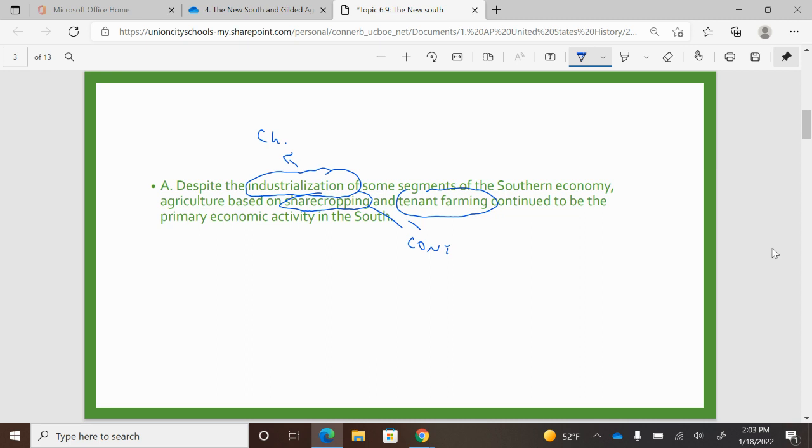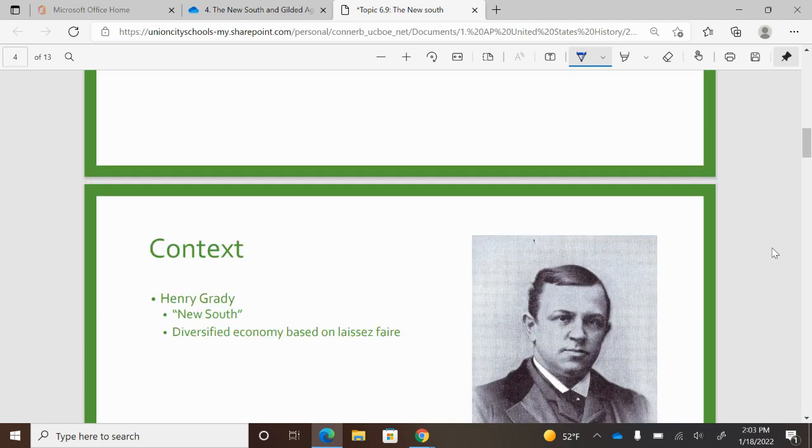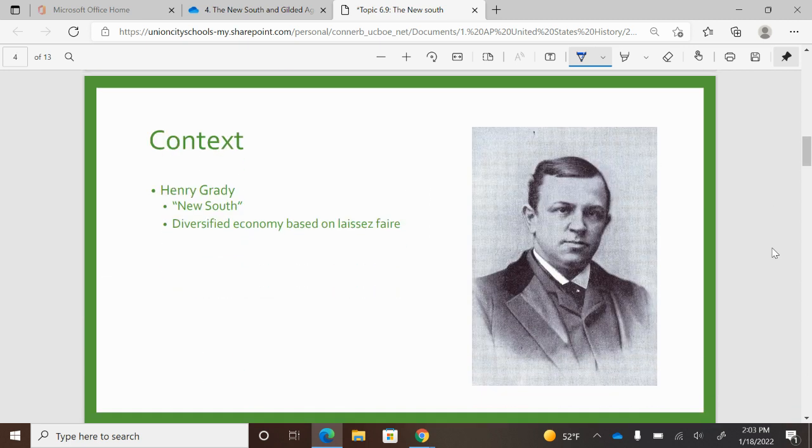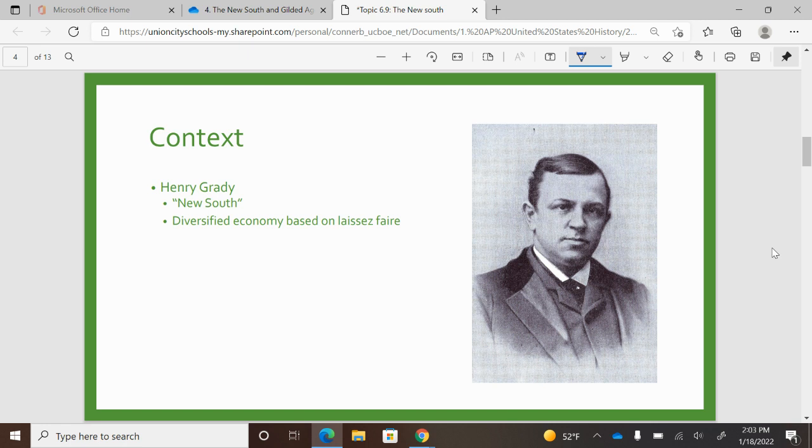Before we get into that, though, I need you to put this on the framework first, just a little context to get us to the point. Remember, a lot of these things we're going to trace the path until we get to the topic. The context for this is the coinage of the term "the New South," and it's going to come from a guy named Henry Grady, an editor, a journalist at the Atlanta Journal-Constitution in Atlanta, who had a vision of what the South could become economically after Reconstruction.